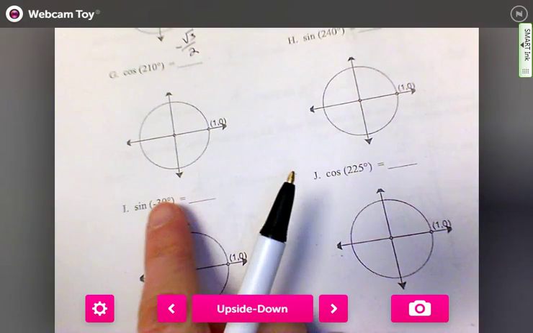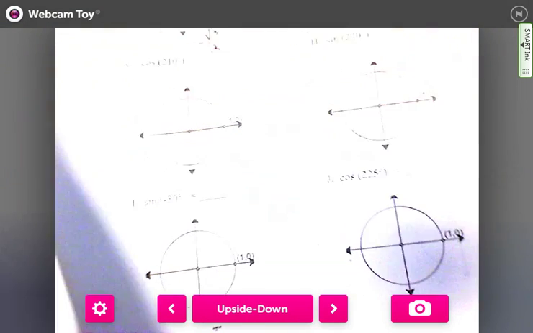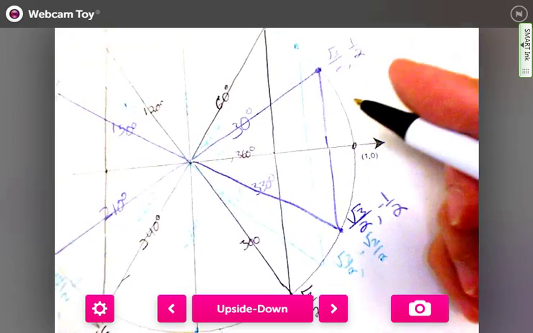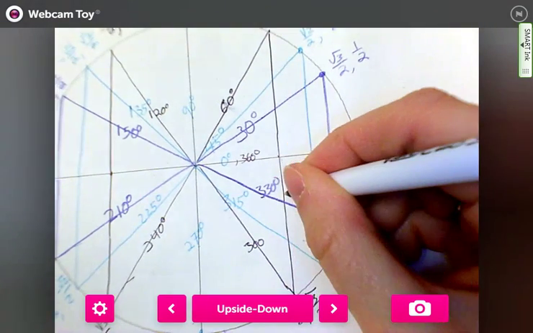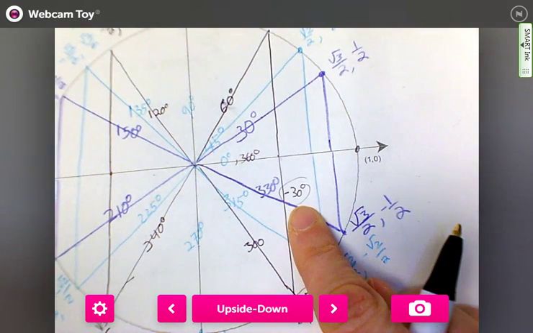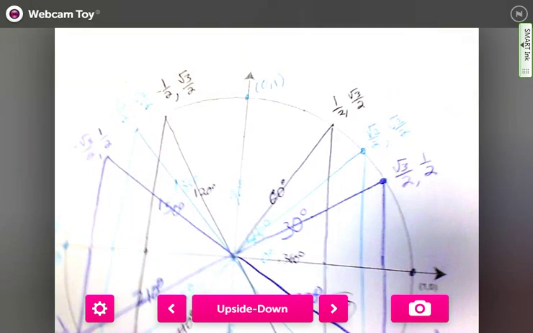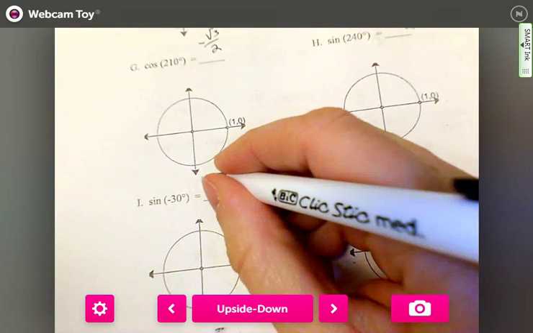Now this is a harder one. We're looking at negative 30. So we need to start thinking about the negatives. If I look at my unit circle, right here, this first one, this is 330, but it's also negative 30 degrees right here. That's negative 30. Okay? So I should be able to work backwards. And the sine of negative 30, or the y value, is negative 1/2.